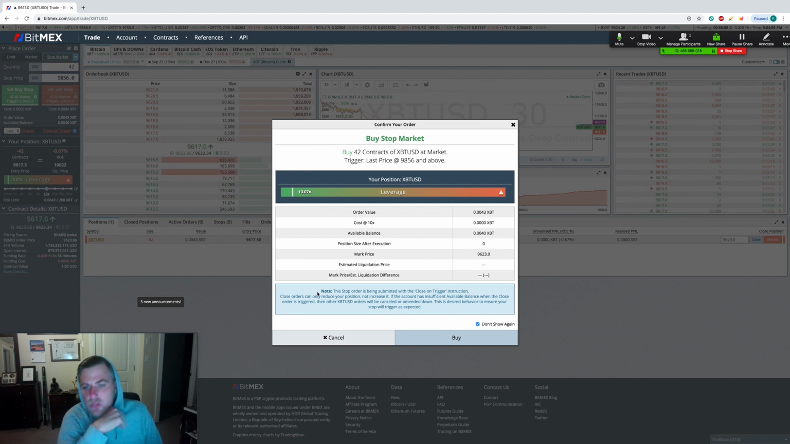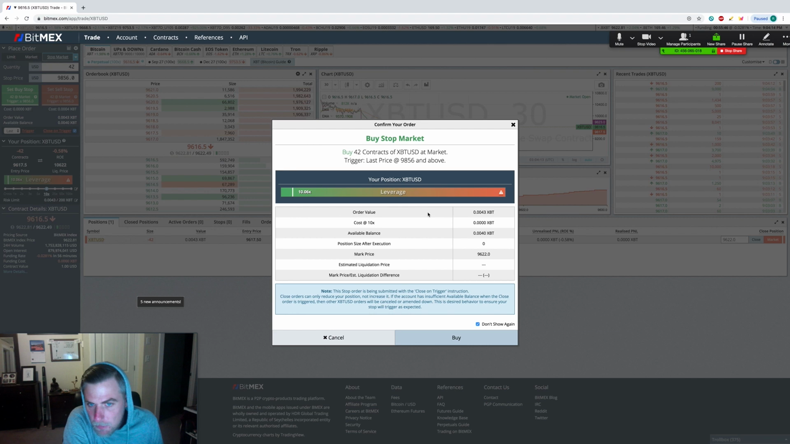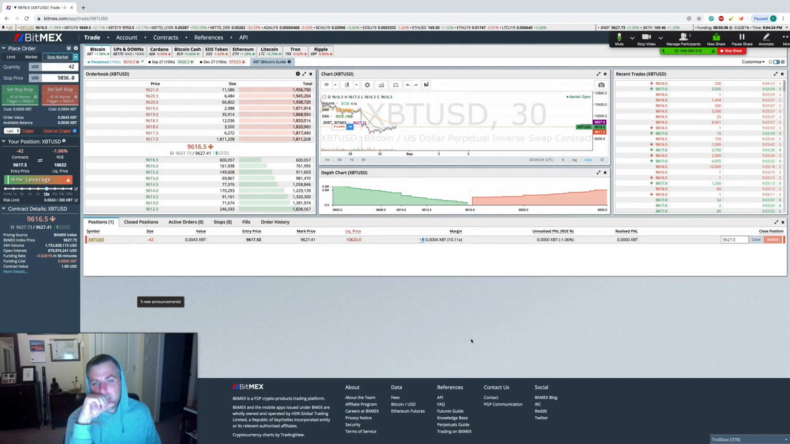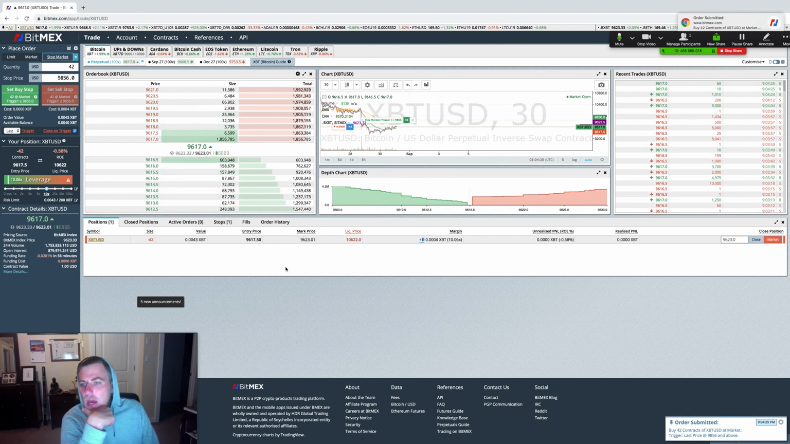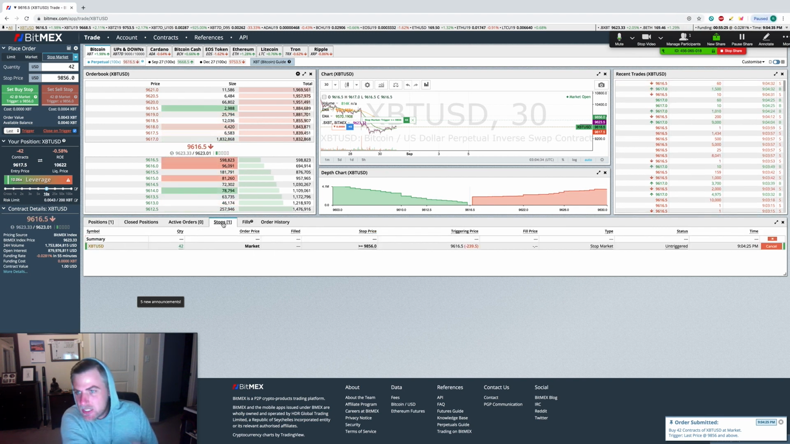And this shows you, note this stop order is being submitted with close on trigger. Close orders can only reduce your position, not increase. Perfect. Order value, that doesn't really help because we're short 42 contracts. This screen just really doesn't help a whole lot, so definitely I use don't show again. Okay, so we click buy, and now see what happens. Before we had one position, now we've got one stop as well.